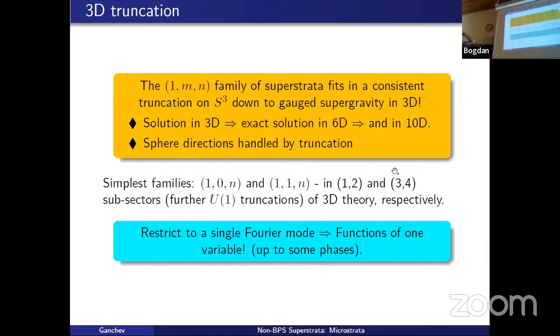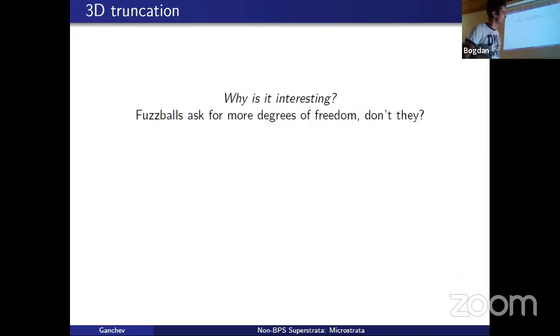Anyway, so yeah, and what is even more impressive is that if you restrict within one of those families to a single Fourier mode in your solution, you in fact get functions of only a single variable. So in 6D you have functions of 6 variables, in 3D you have functions of 3 variables. But if you do this, you get functions of 1 variable, the ideal variable, up to some phases that you see later, but are not important.